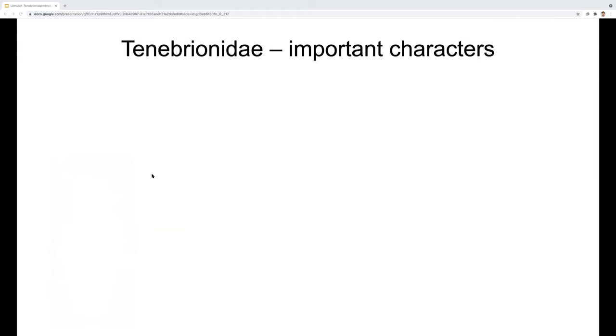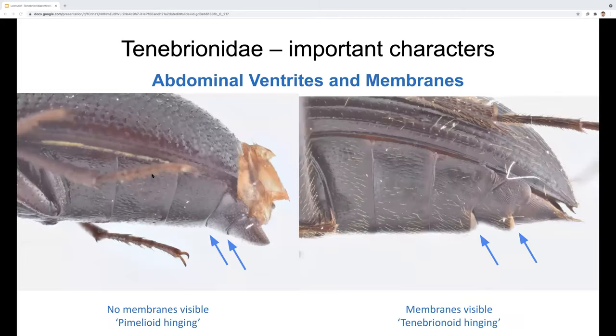Okay, so all of those subfamilies, there's a lot there. We're going to be going back through each of these subfamilies. We just wanted to put them out there so at least the names are there and some concepts of them maybe are starting to form in your head, so that in later lectures, we'll hear about them. Now I want to really kind of focus for a few minutes on the important characters, some of which we've already talked about. So this is a super important character, abdominal ventrites and membranes.